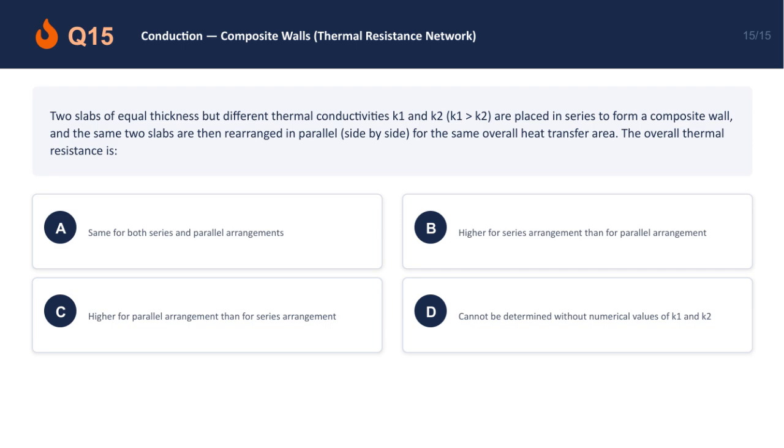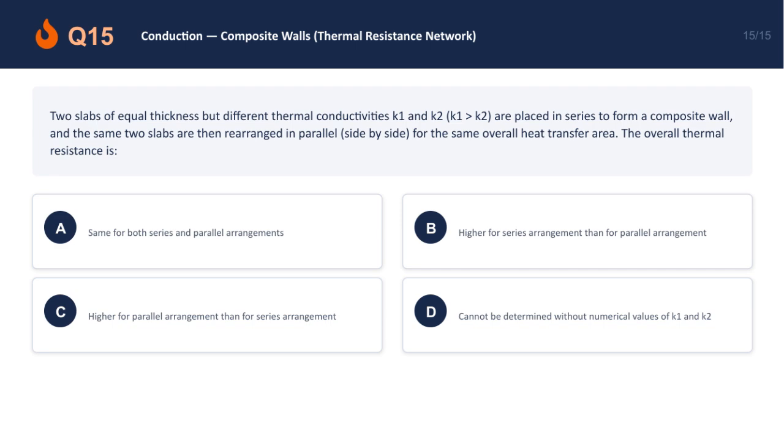In this case, the resistances combine as the reciprocal of the sum of reciprocals, which results in a smaller equivalent resistance because the heat can preferentially flow through the slab with higher thermal conductivity. Therefore, for any two materials with different thermal conductivities, the overall thermal resistance is always higher in the series arrangement than in the parallel arrangement. This principle is similar to how resistance works in electrical circuits, where resistors in series add up and resistors in parallel reduce the total resistance. So, the correct answer here is that the thermal resistance is higher for the series arrangement than for the parallel arrangement.